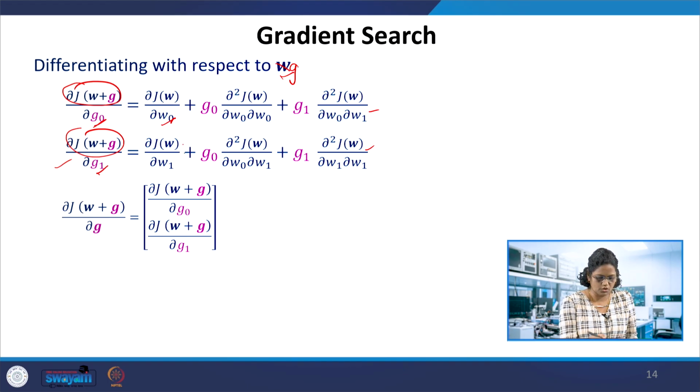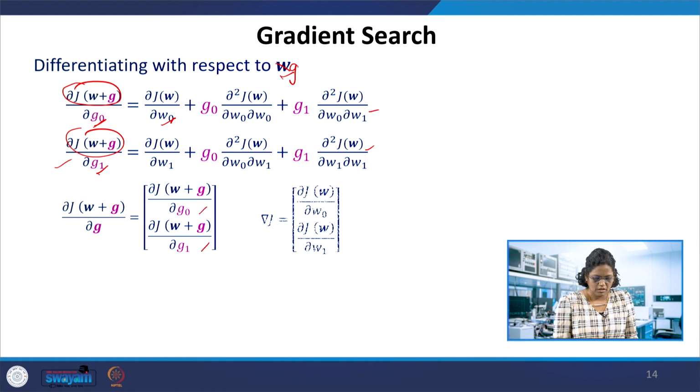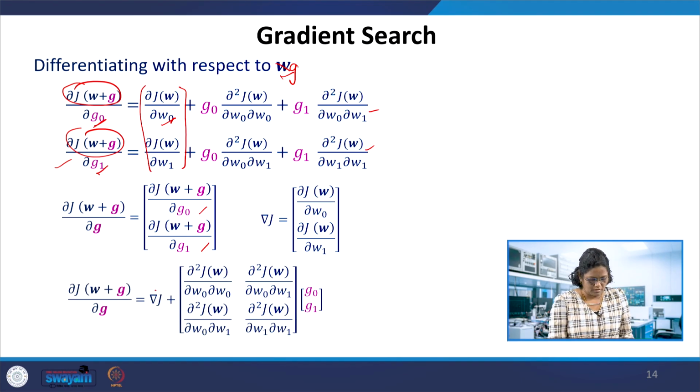So this is del J with respect to W, by G0 and G1. Consider this as a matrix in which the del J will have the two equations, and the remaining four terms are considered as a matrix. So if you write these two equations in matrix form, with the gradient that we have already got, if you recall from the Wiener solution, that is del J, and you have these four terms, G0 G1 multiplied here.